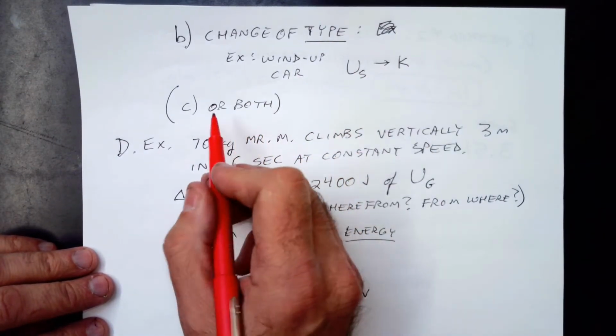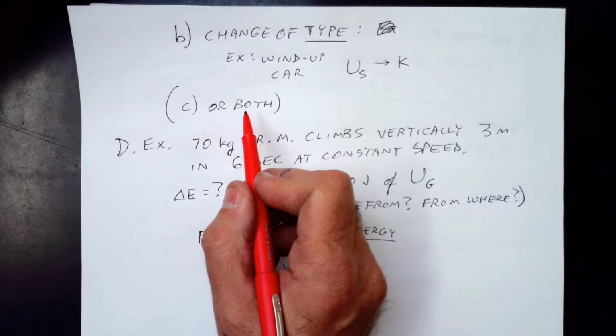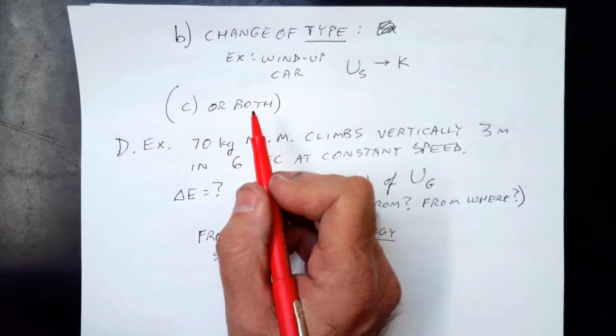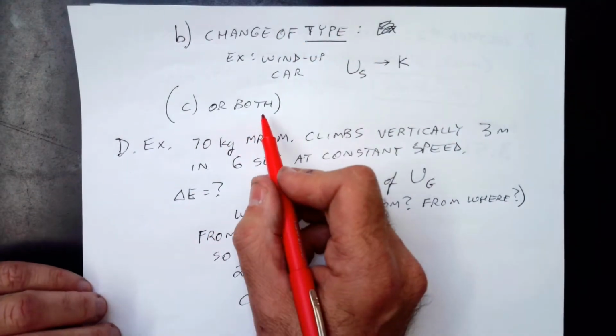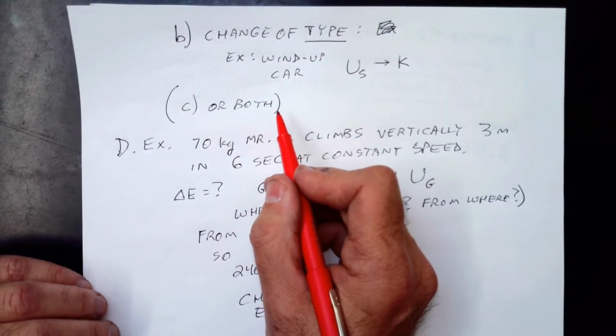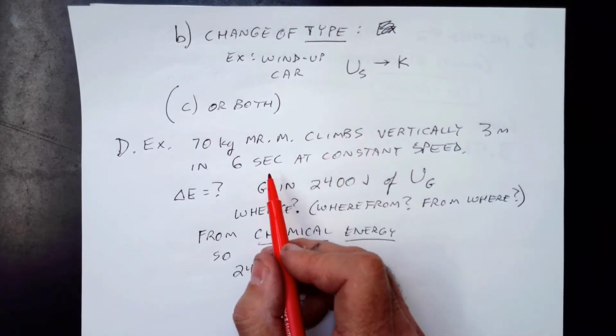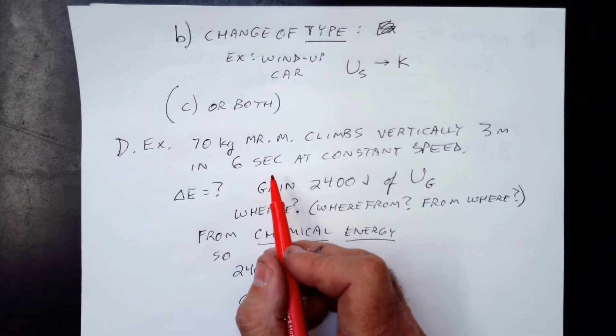Or both. You could have a transfer of energy and a change of type in the same action. That's very common. For example, if I throw a baseball, the energy starts as chemical in me and eventually becomes kinetic in the baseball.